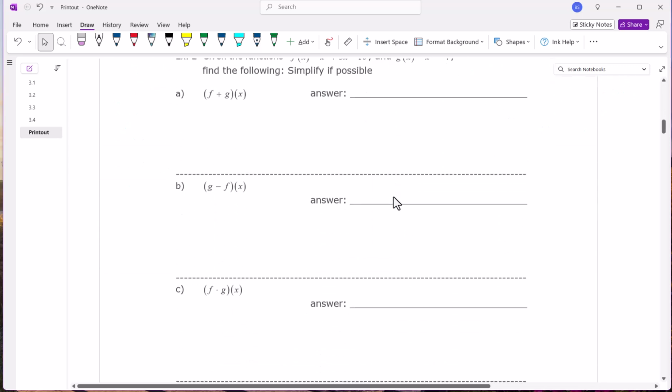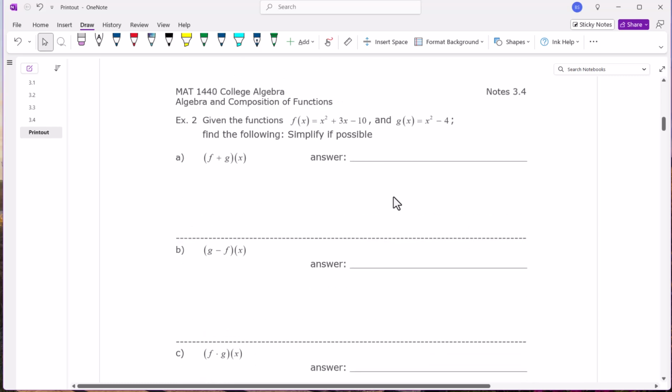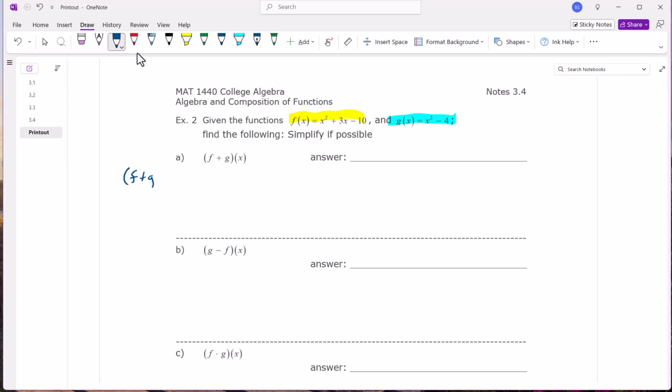Okay, next page we're just going to do algebra problems primarily. So this one we've got these two functions, f and g of x. So when we do f added to g of x, what we do is we just do f of x plus g of x. So f of x is given as x squared plus 3x minus 10. G of x is given as x squared minus 4.